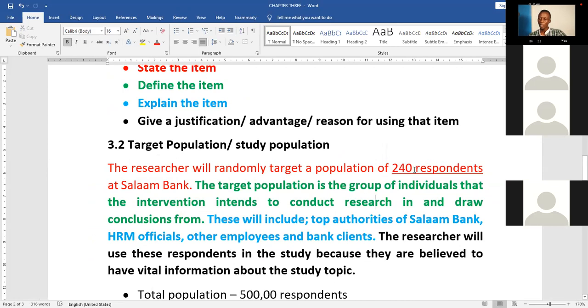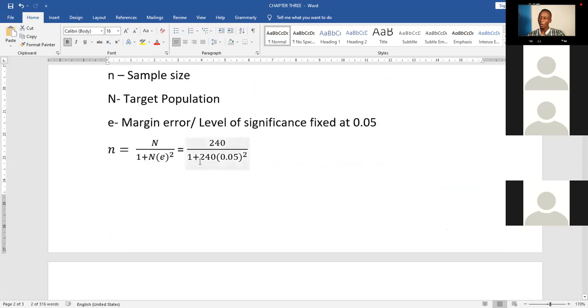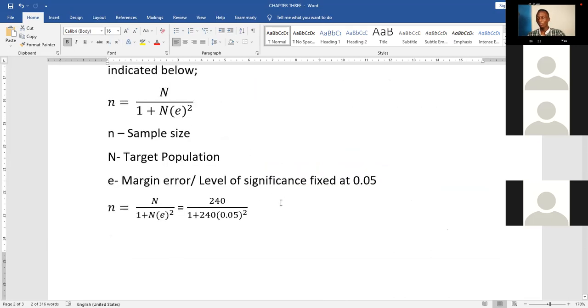The number that you are going to use as your target population should be at least above 150. You can't use a target population that is less than 150. You can as well use it, but the results that you are going to get are not going to be so good. So especially when you're doing masters, your target population should be above 150. It's a must. So in this case, we're using 240. When we substitute in our 240 here, 240 here, 0.05, and then we calculate, we're supposed to come up with our answer.